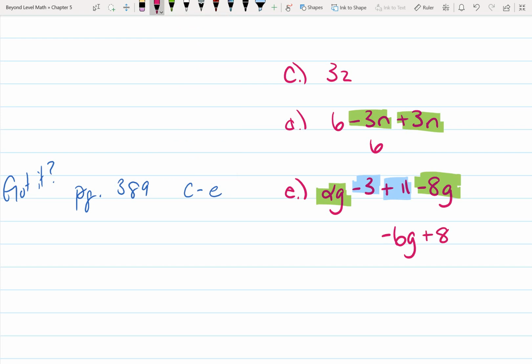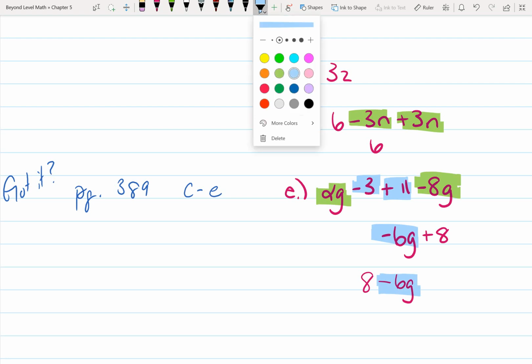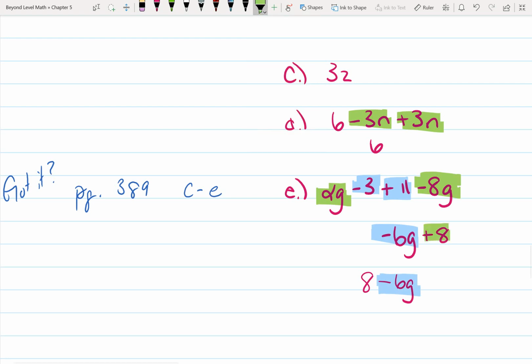positive 8. Now, here in this case, you could have written this expression two ways. You could have done 8 minus 6g, so that negative g is still negative, and that 8 is still positive. Either way, it does not matter. It's truly the same expression. Alright, negative 6g plus 8. So either way, totally fine.